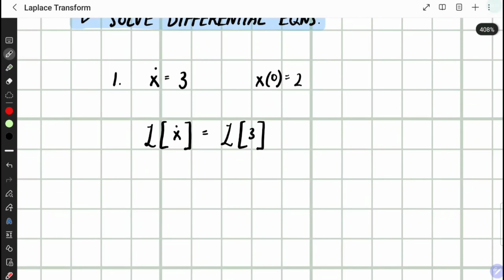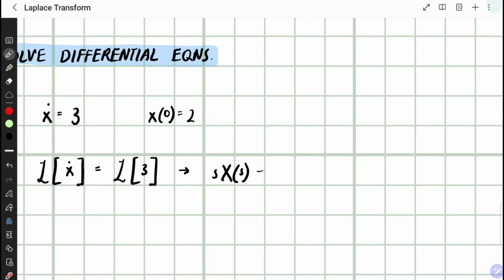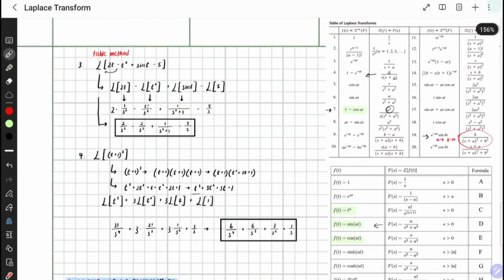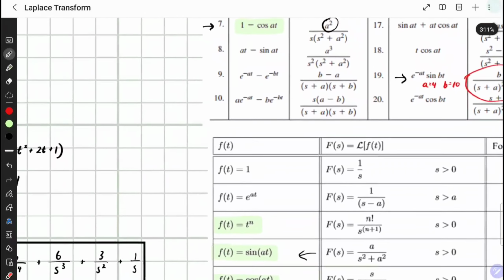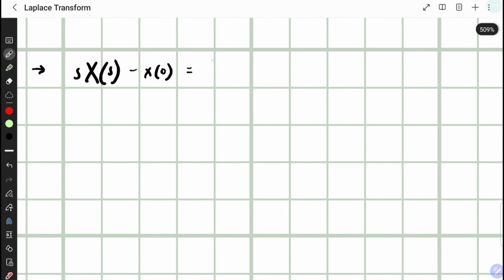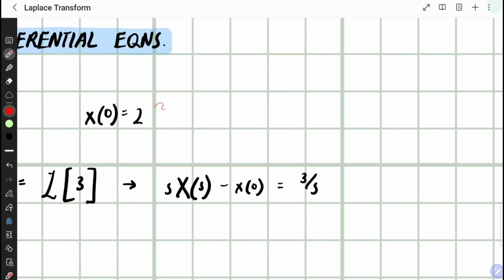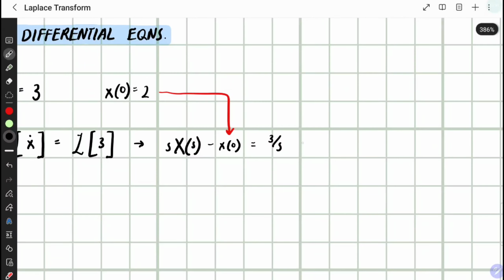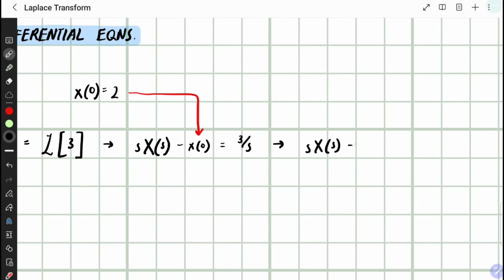s X of s minus our initial condition is equal to the Laplace transform of 3. If you remember from our table, transform of a constant is just 1 over s times that constant. So that's 3 times 1 over s, or 3 over s. Our initial condition here just plugs in. So we have s X of s minus 2 is equal to 3 over s.